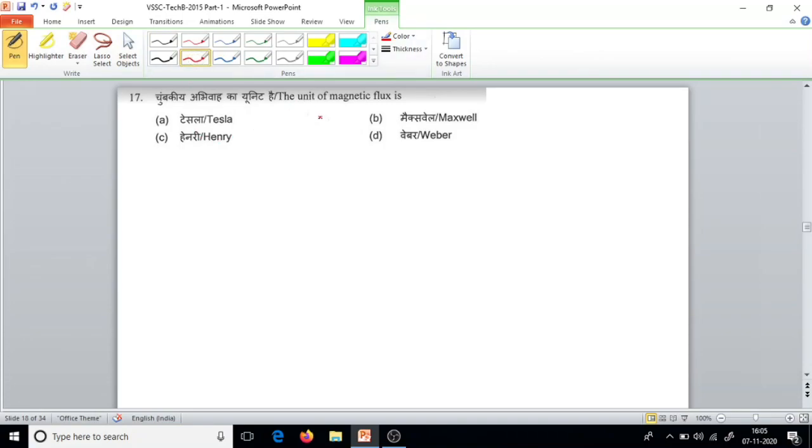Now, question number 17. The unit of magnetic flux is, what is the unit of magnetic flux? See, Weber is a unit of magnetic flux. Maxwell is also a unit of magnetic flux. But for this question, the answer is Weber. Weber is the modern unit, that is the SI unit. Maxwell is the CGS unit. So always go with the Weber. There's a relation also. 1 Weber equals 10 to the power 8 Maxwell.